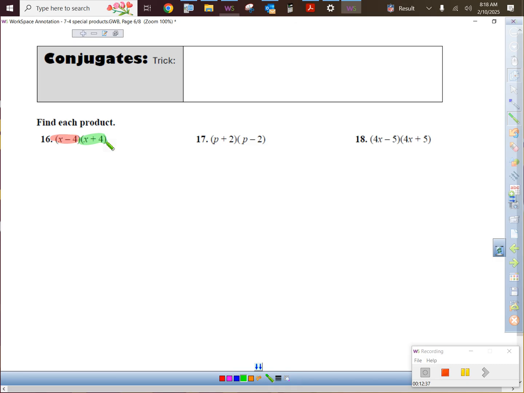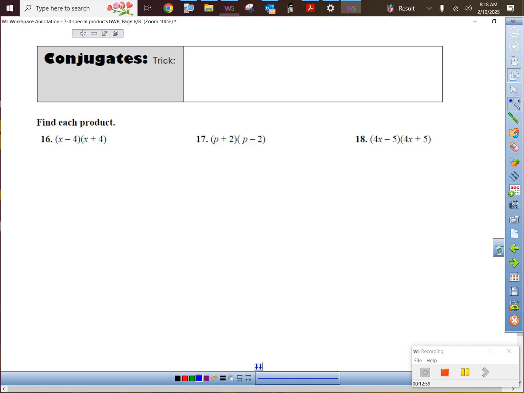Fancy word. You'll use it a lot as your algebra career goes. Those are called conjugates. They're called conjugates. What are they called? It's the exact same group, except the sign in the middle is different. Let's learn the shortcut by going the long way.